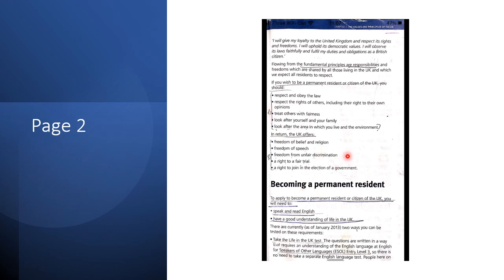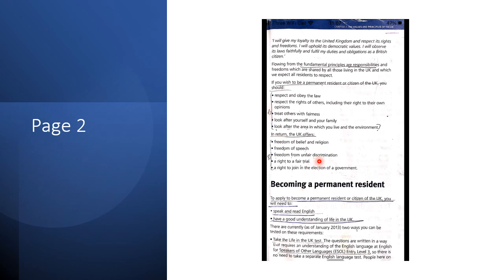Freedom from unfair discrimination. So that means based on your race, based on your gender, based on your sexual orientation, based on your religion, based on the color of your skin, you cannot be discriminated against. Okay, you will be considered or taken as a human being, whatever color, religion, ethnic background you have. So that is called freedom from unfair discrimination.